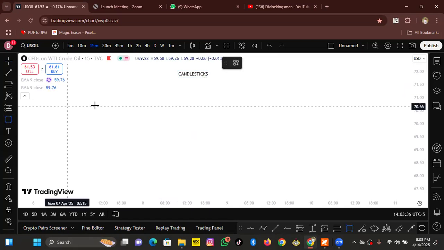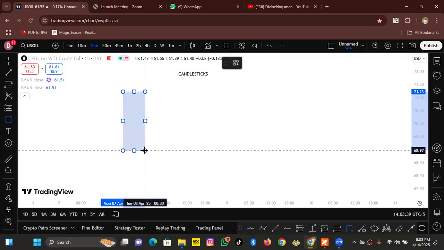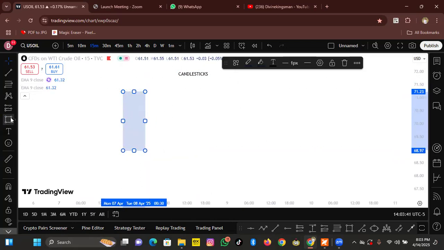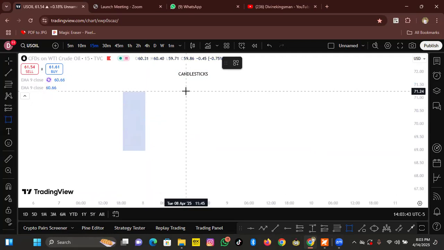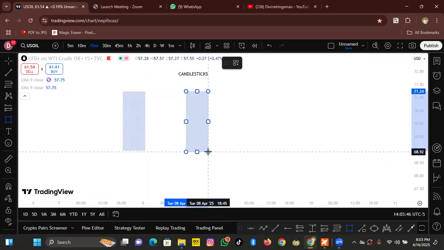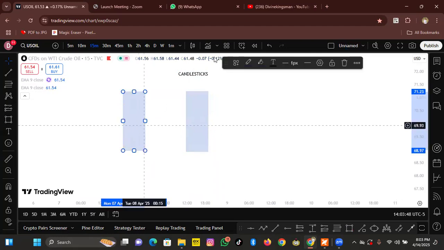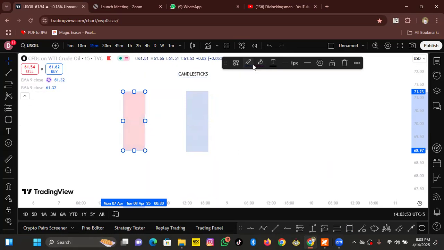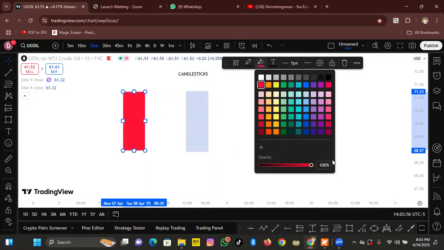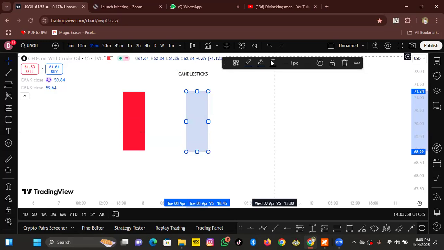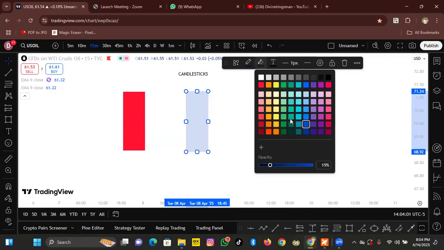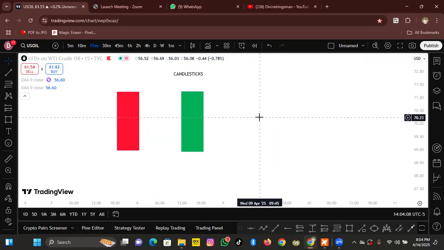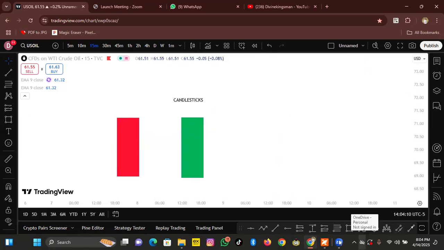So let me just do it. We have what we call the bearish candle and the bullish candle. So we have what we call the bearish candle. It's mostly in a red color format. Then we also have the bullish, which is mostly in the green candle format. So now this is how it is being represented.